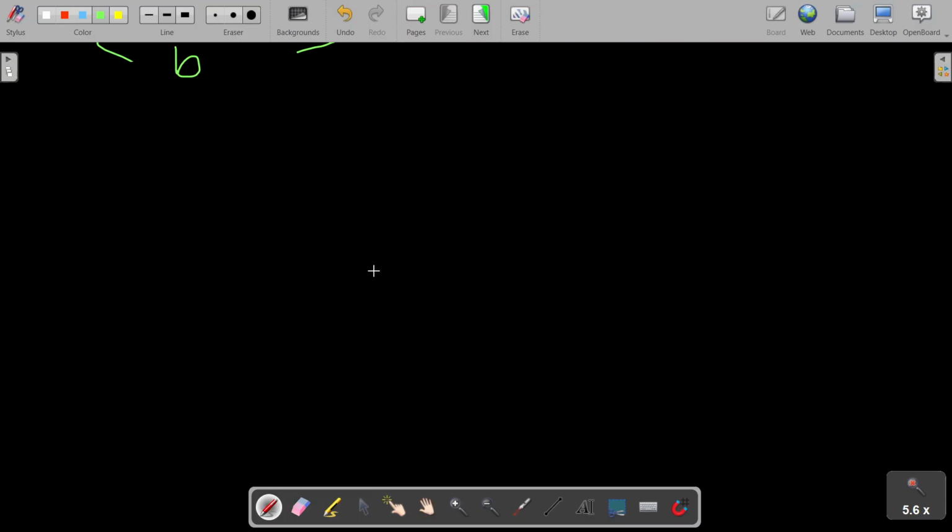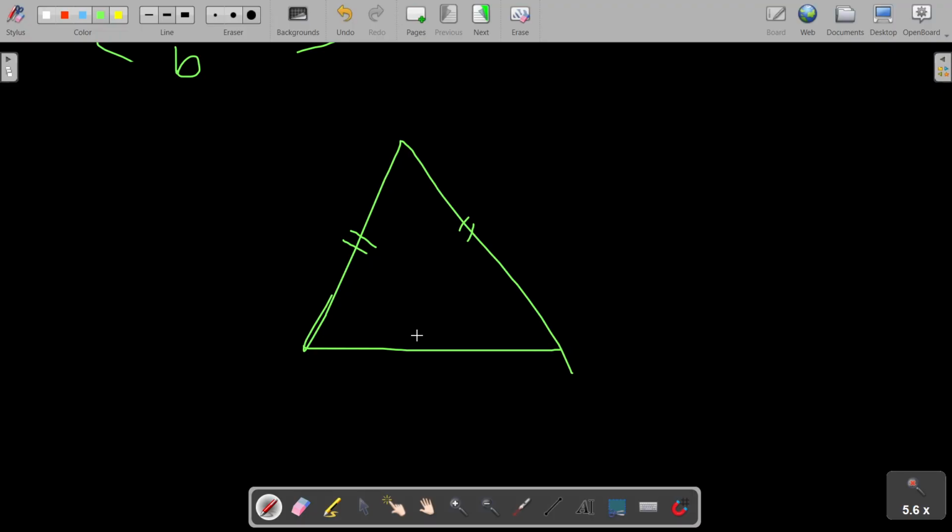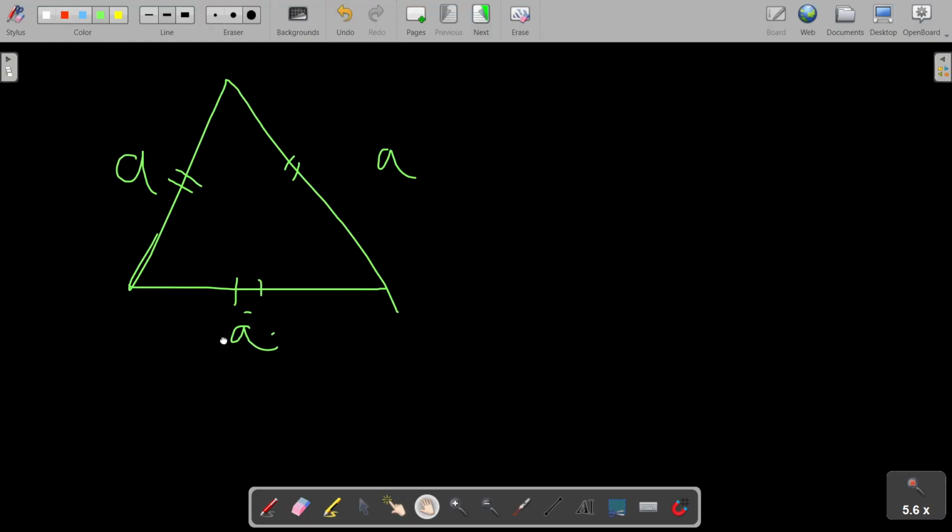So there is a special triangle known as the equilateral triangle. In an equilateral triangle, all sides are equal. If all sides are equal, we denote it like this, with double lines. Each side is a. To calculate this area, let's say we are given only the sides. We have to calculate the area, and we don't know the height.